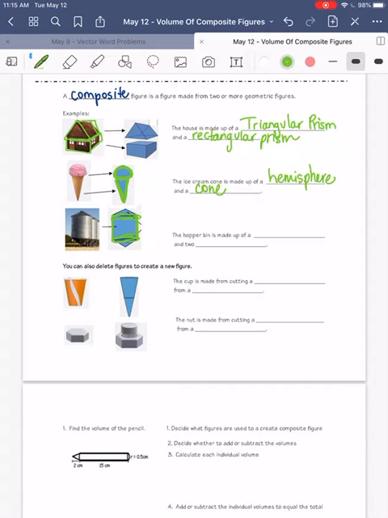Okay, so that middle one is a cylinder. I think everybody can tell that. And then what are these things here at the top and at the bottom? Those are cones. They're just wide cones.